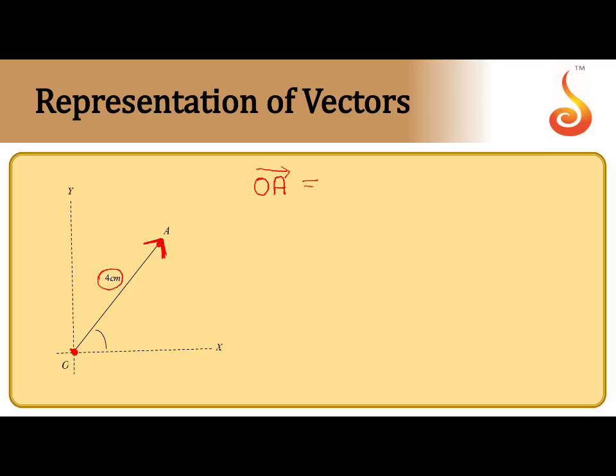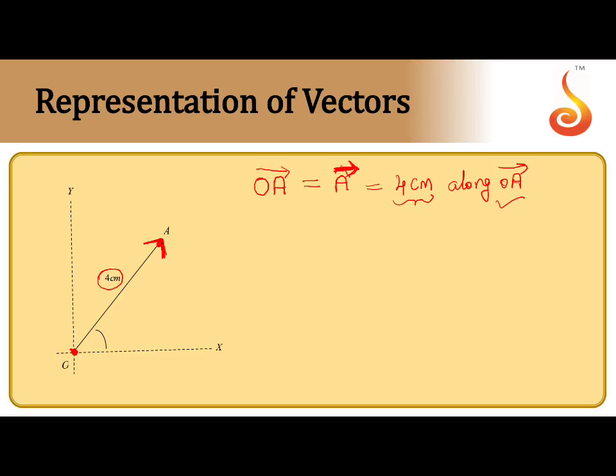This is equal to, sometimes instead of writing initial and final, we assign a single alphabet A. So you can write it as A vector also. This is equal to 4 centimeter along OA. 4 centimeter represents the magnitude and the unit. Along OA represents the direction.